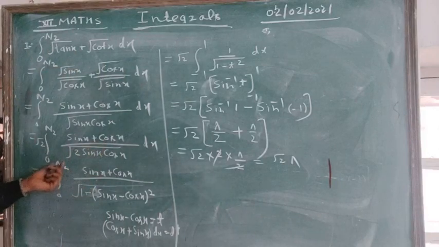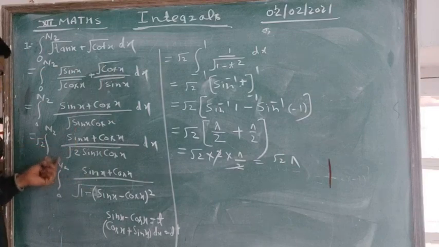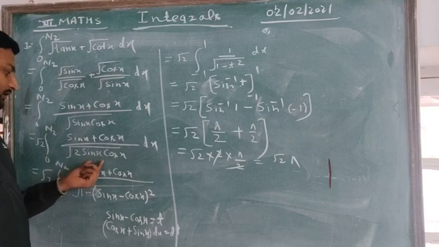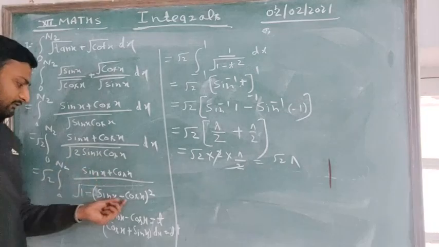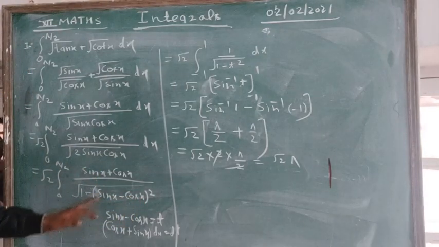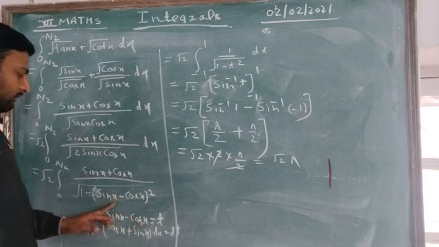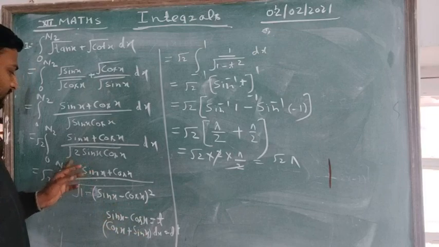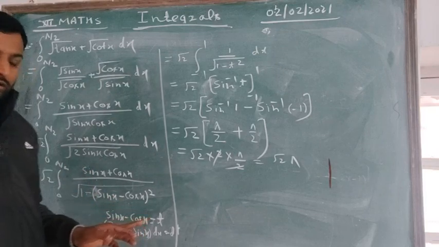So the limit is 0 to pi by 2. Now we are multiplying with root 2 and dividing with root 2. So we are getting root 2 times the integral from 0 to pi by 2 of this term. And this term we can replace with 1 minus (sin x minus cos x) whole square. When we expand this, we get 1 minus 2 sin x cos x. So 1 and 1 will cancel, and this negative sign changes to positive sign.